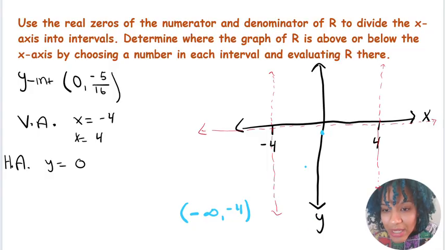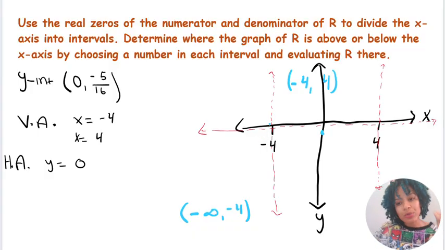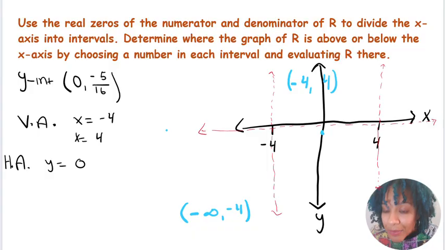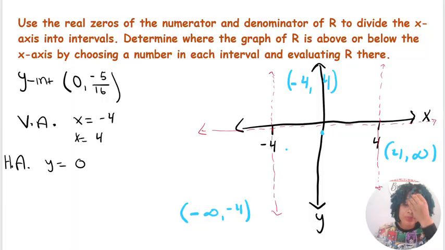And then I am going to pick the next interval. I'm going to write it right here: -4 to 4. And the same, I am going to pick an x value and substitute into my function, and if I get a positive y, that means my function is above the x-axis, or if I get a negative y, that means my function is below the x-axis. It's the same scenario for my next interval, 4 to +infinity.